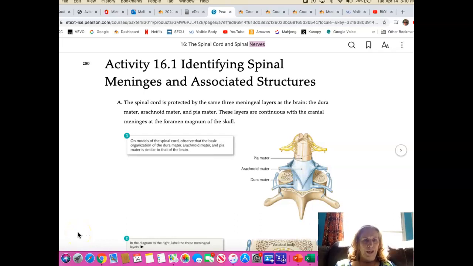Hello, I'm going to give you a little bit of help with this lab. This lab is lab 16, the spinal cord and spinal nerves. Completing this lab before you take your test on chapter 12 will help you with chapter 12. Basically, you're just going to fill in the blanks on this lab.